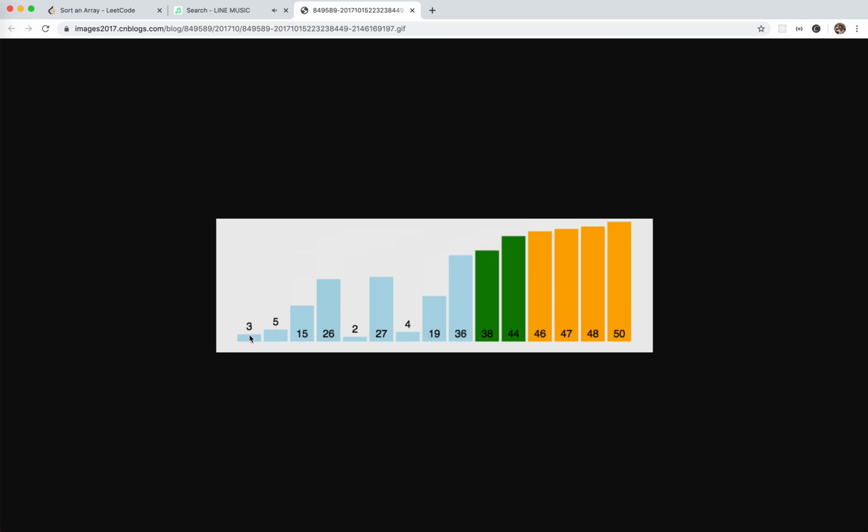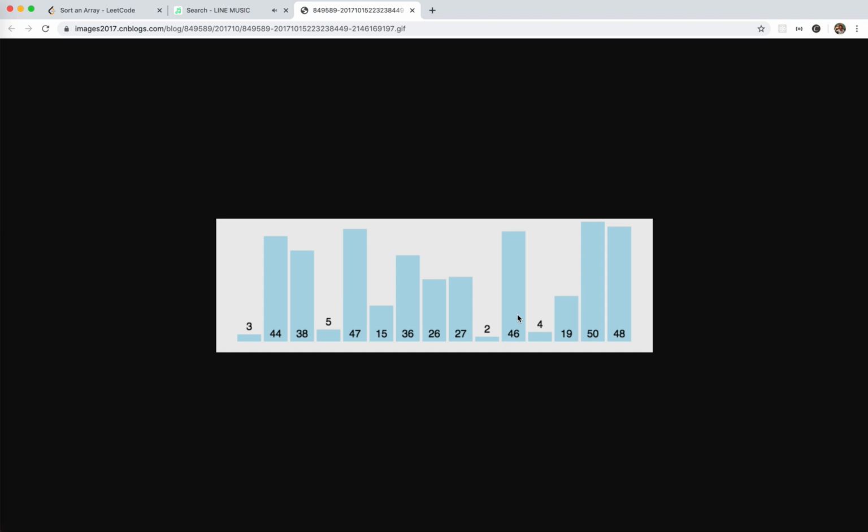Well, for the best case, if it's already sorted, it means there will be no need to do the swapping, right? We could keep a flag, say, did we swap any nodes or not? And if not, it means it's already sorted, so we could ignore the rest of the checks. So that will be linear time. We just check by one pass. So worst case, basically, it's n squared. The best case, linear. What about space? We do the swapping in place, so there's no extra space, so the space complexity is constant.